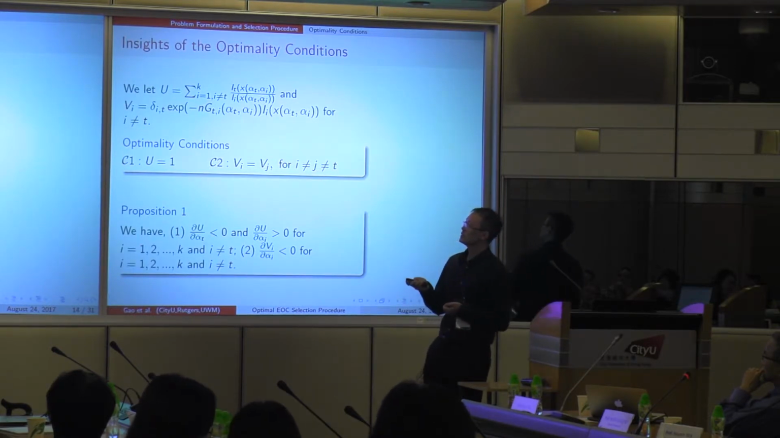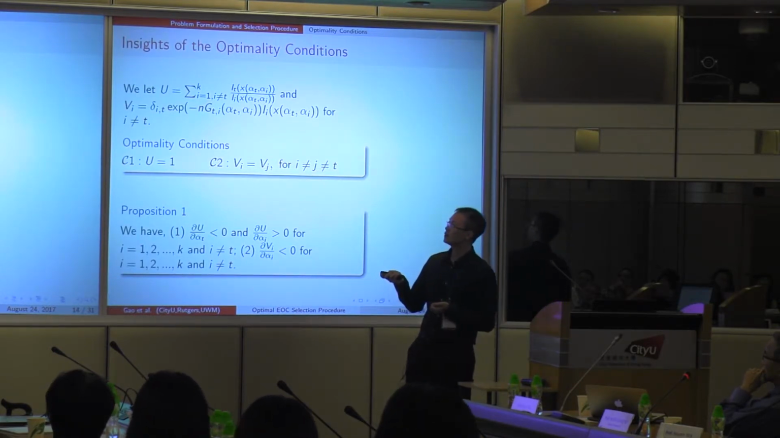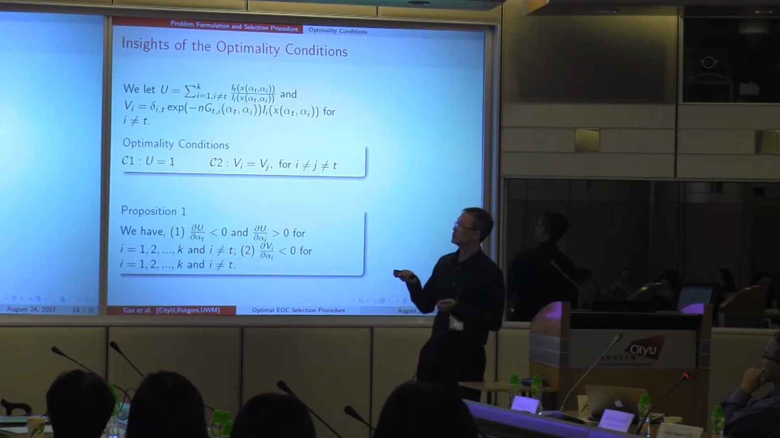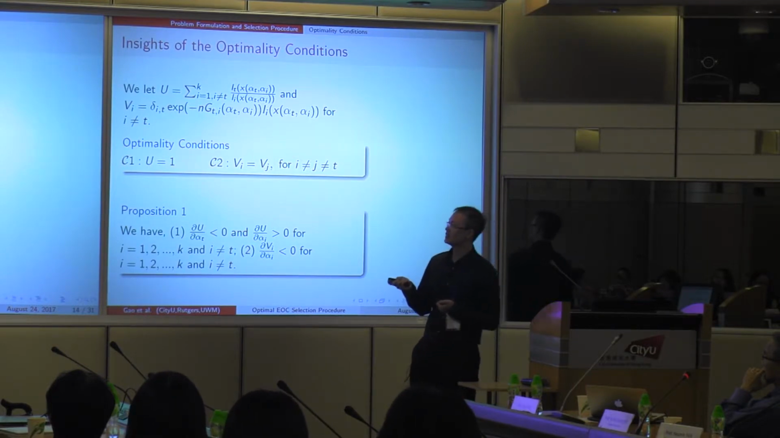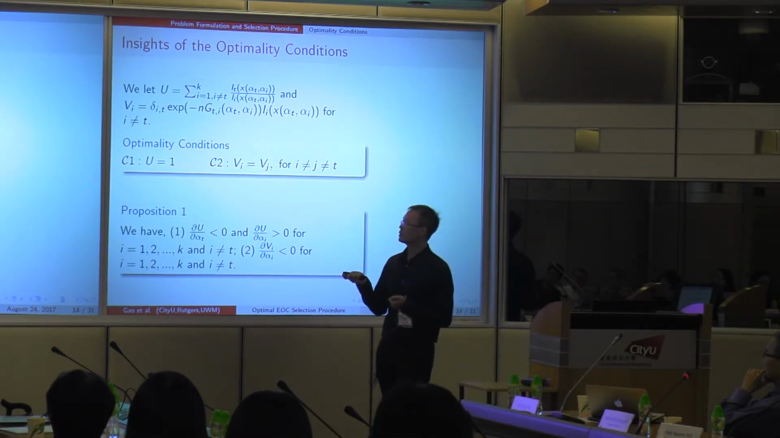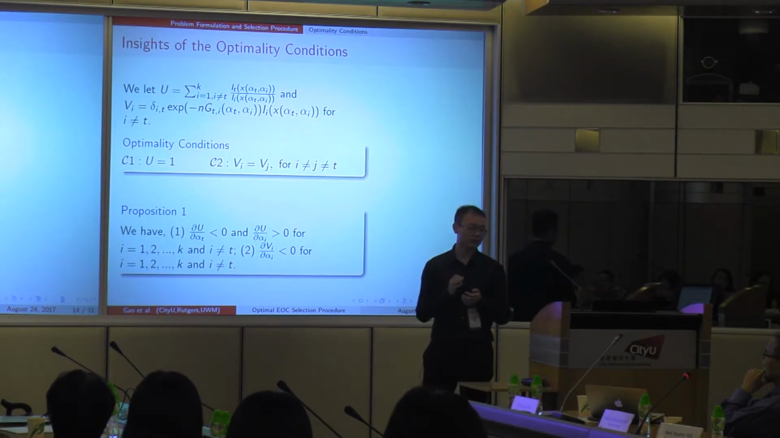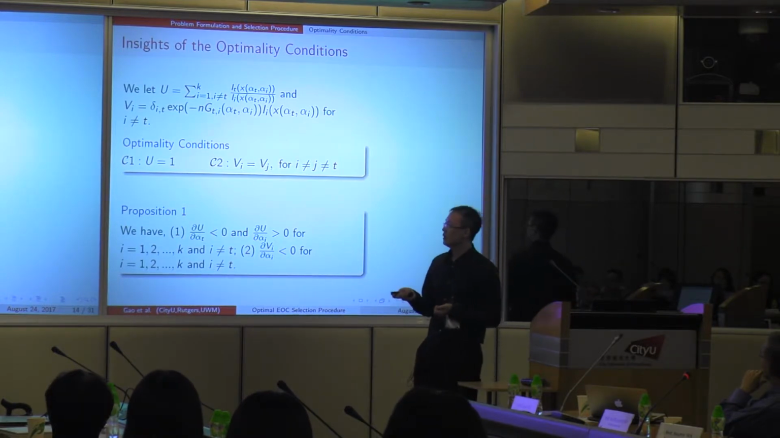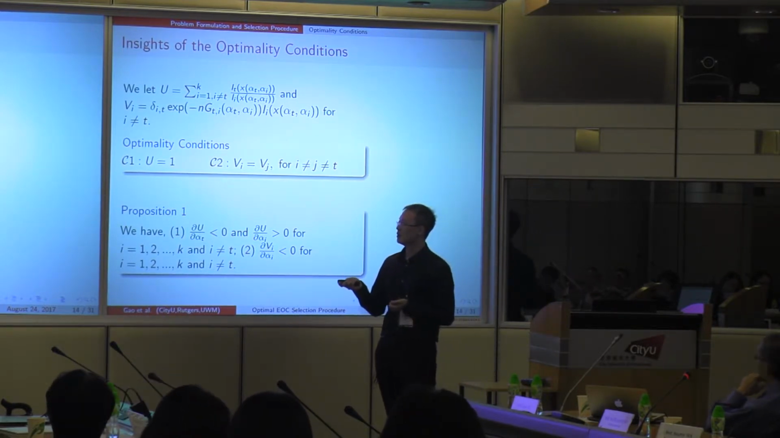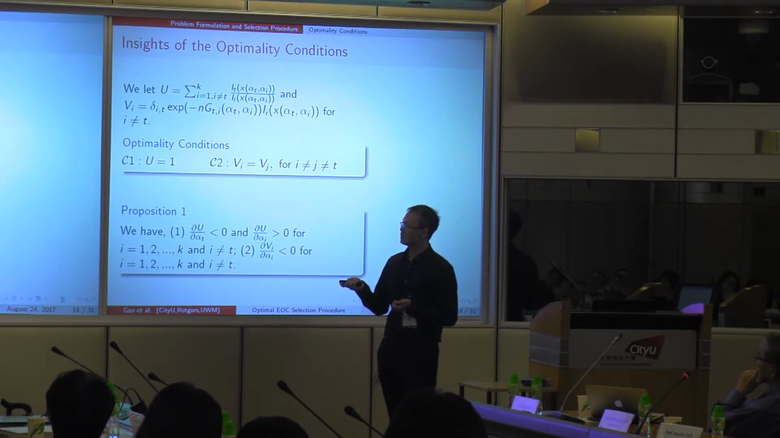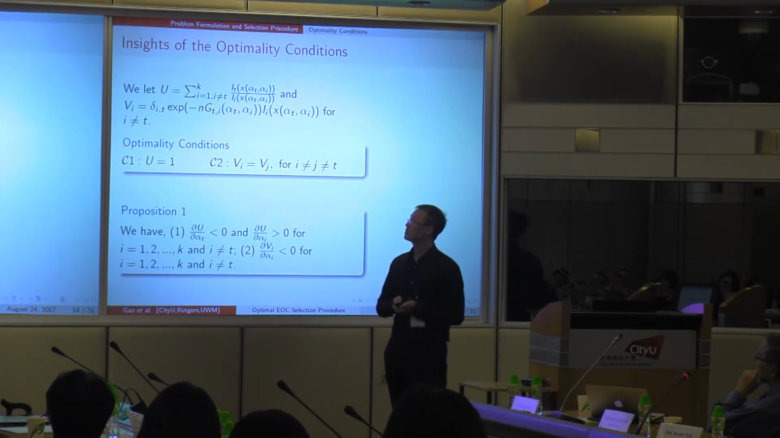Next, we'll try to interpret these two optimality conditions. We will further introduce U and V_i, where V_i is defined for each non-best design. Based on these notations, the optimality conditions C1 and C2 can be rewritten like this: U equals 1 and V_i equals V_j, where i and j are two different non-best designs.